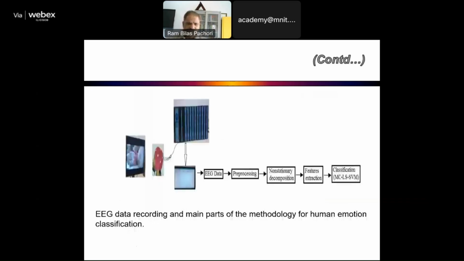This is the complete methodology. The subject watches a video from which emotions are generated, and the EEG signals are recorded. Then we perform pre-processing and non-stationary decomposition, extract features, and perform the classification.